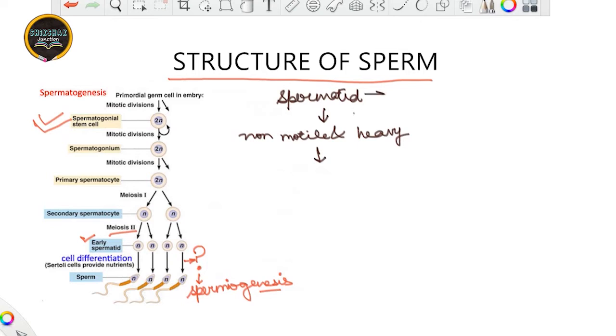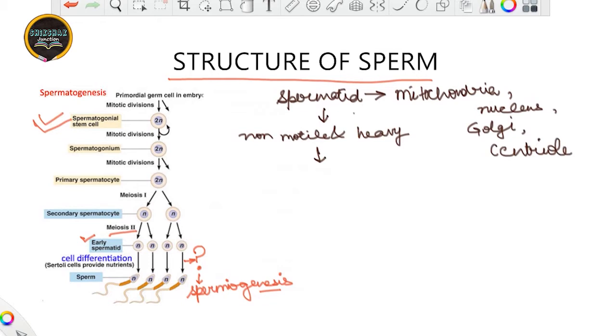But this spermatid contains many organelles, which in turn help in the development of the sperm. And what are these organelles? The organelles that this spermatid contains are the mitochondria, right? Then it contains the nucleus, it contains Golgi, it also contains centriole. All these organelles aid in the movement of the sperm. How, that we are going to discuss in this lecture only, so don't worry about that. So the spermatid is non-motile and heavy.